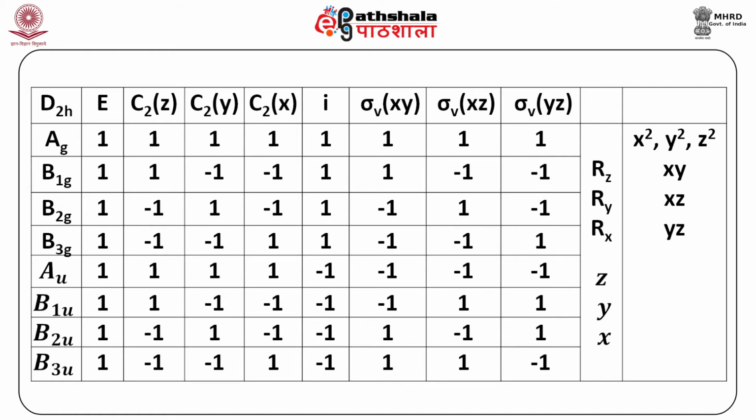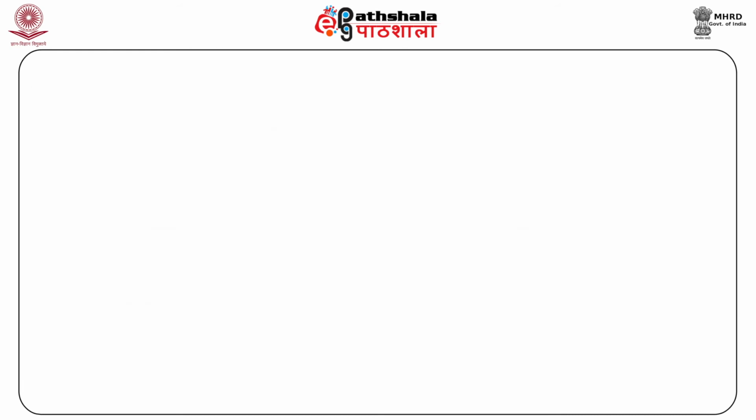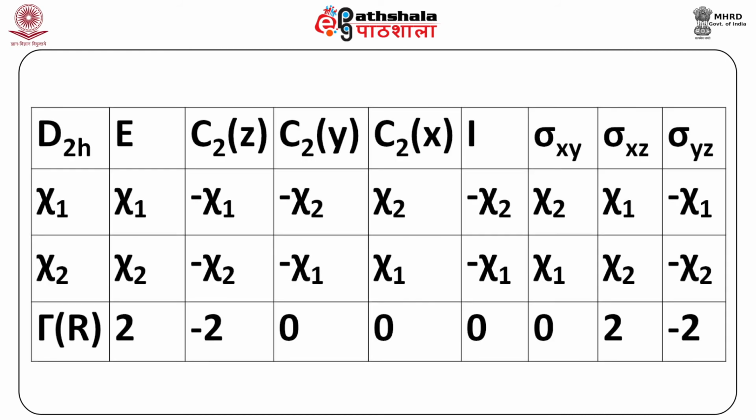There is the identity operation, a C2 operation passing through Z, another one through Y, another one through X. Then there is a center of symmetry, and then sigma xy plane, sigma xz plane, and sigma yz plane. We now examine the behavior of chi1 and chi2 under the various operations of the D2h point group. So look at chi1. When you perform the identity operation, obviously it remains chi1, but when you rotate it through a C2 rotation along the z axis, it changes sign because it reverses direction. So it becomes minus chi1.